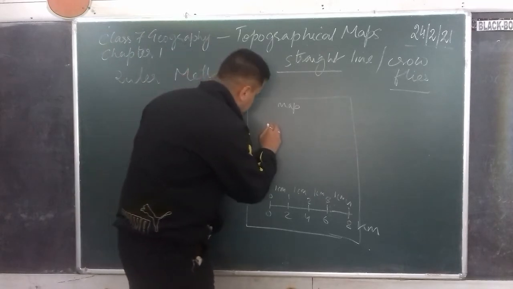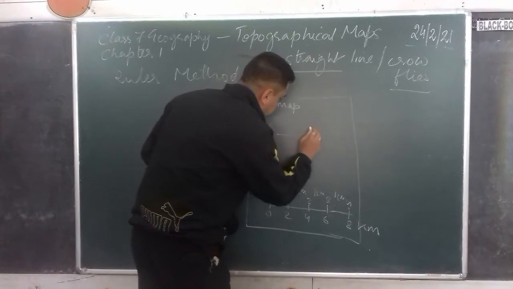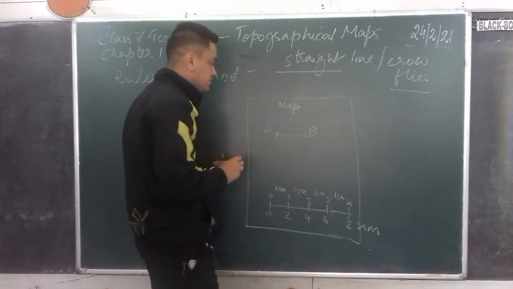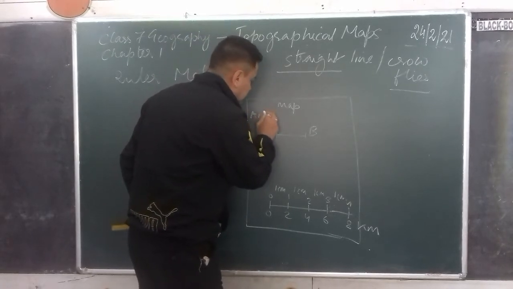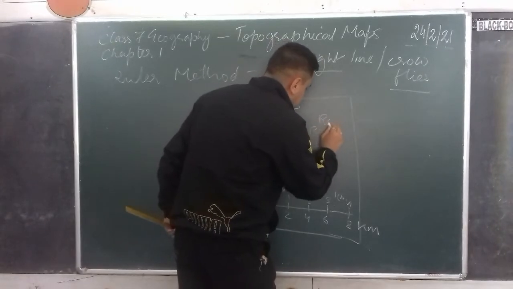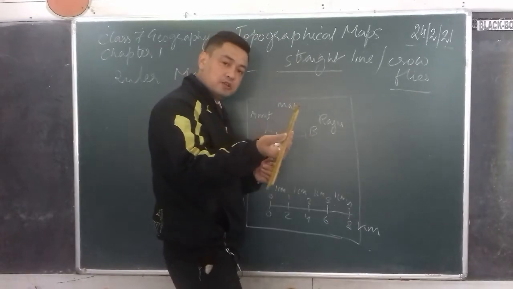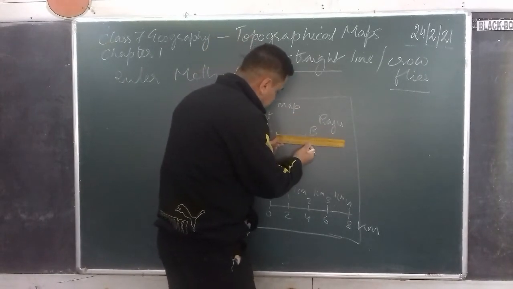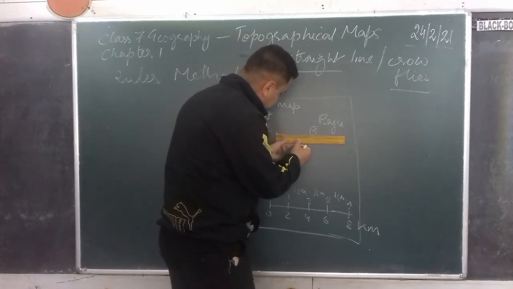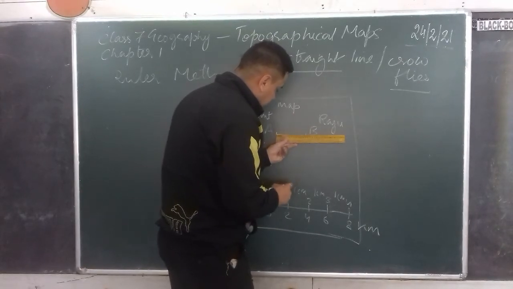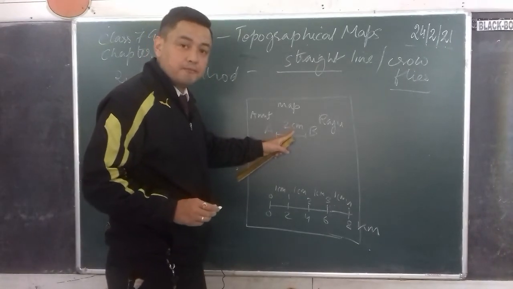Now let's take for example, in a map, the distance from A to B. I'll name a person: from Amit's house to Raju's house. If I measure it with the help of a scale, it's a straight line, so I can use a ruler. With a ruler I can directly measure the distance from A to B. This is the starting point, this is the ending point. Let's say it comes to 2 centimeters on the map.